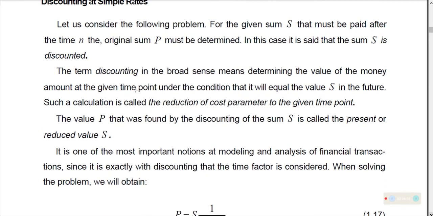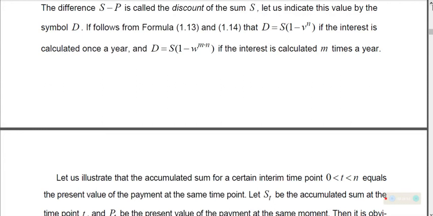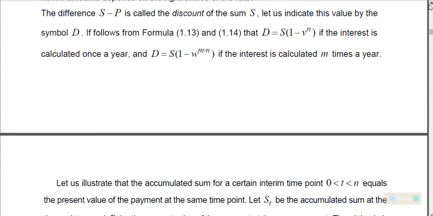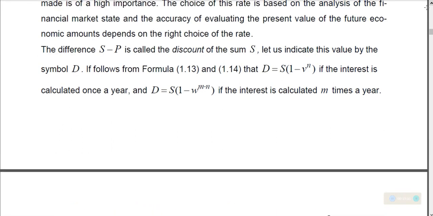So the value P, principal, that was found by the discounting of the sum S, accumulated amount, is called the present or reduced value S. It is one of the most important notions at modeling and analysis of financial transactions since it is exactly with discounting that the time factor is considered. When solving the problem, this is the formula that we are going to use. Ito ay extension lang ng mga ginagawa natin earlier.